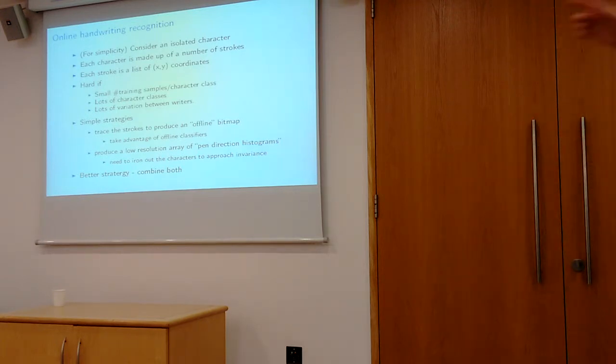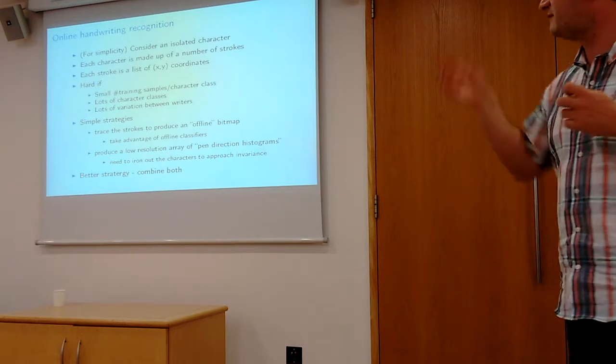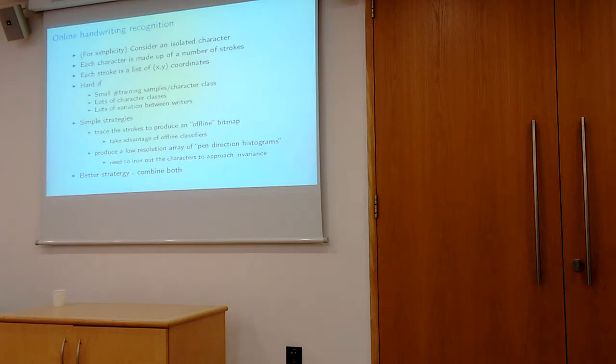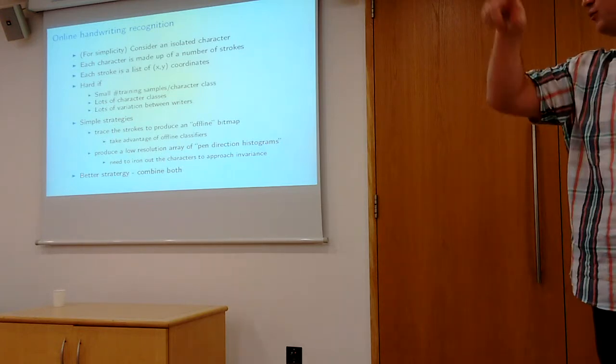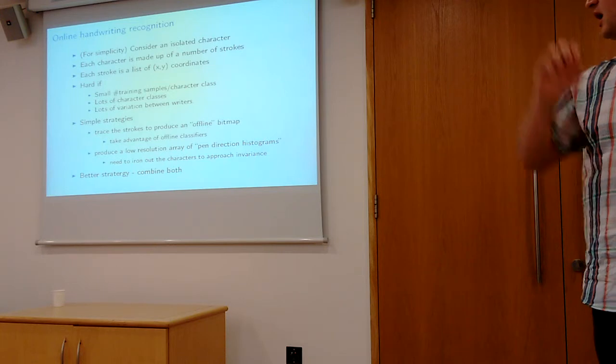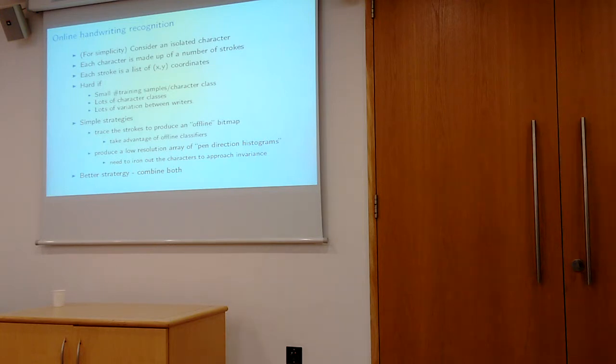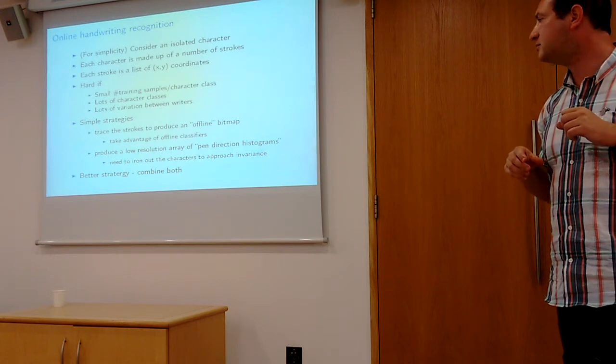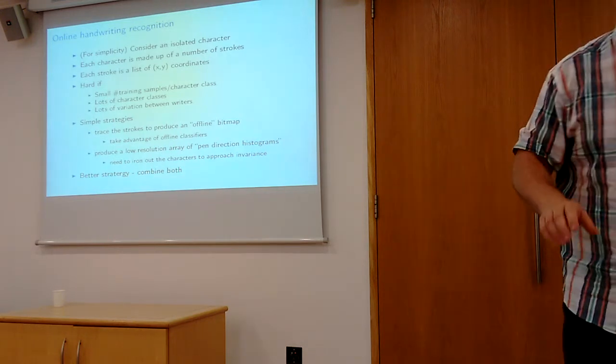So the simple strategy is just to trace the characters, and then you get a picture which you can put into a convolutional network. You can also try adding value-added information if you're doing that. So you could have some sense of what direction the pen was moving in, and add that to the representation. And what I wanted to do was combine both to efficiently recognize handwriting.